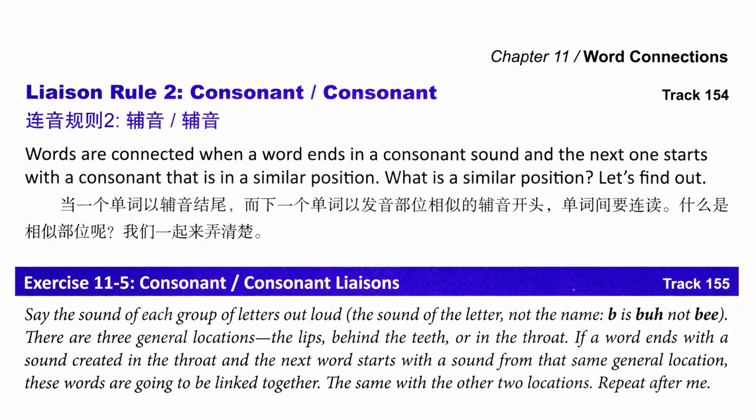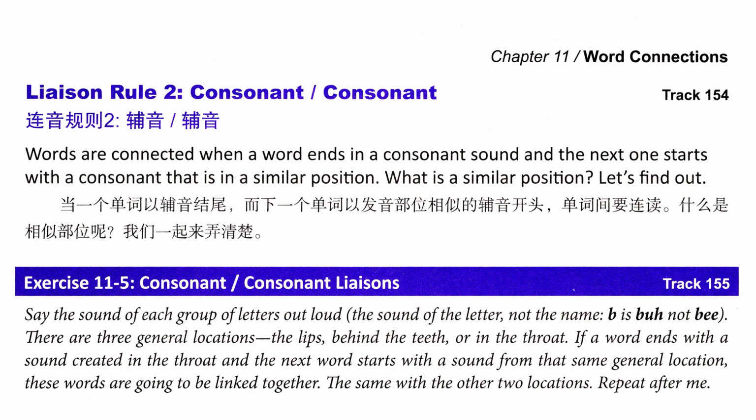Liaison Rule 2, Consonant-Consonant. Words are connected when a word ends in a consonant sound and the next one starts with a consonant that's in a similar position. What's a similar position? Let's find out. Exercise 11-5, Consonant-Consonant Liaisons. Say the sound of each group of letters out loud, the sound of the letter, not the name. B is B, not B.